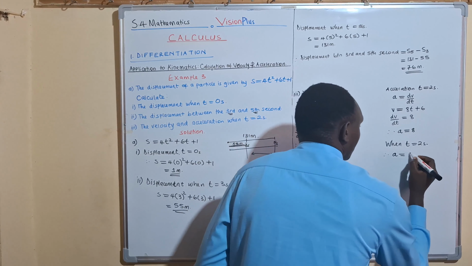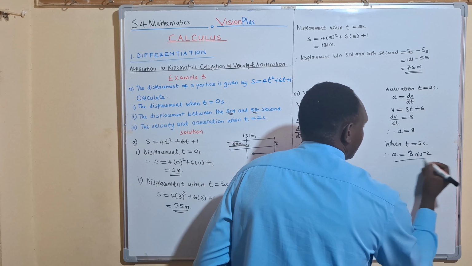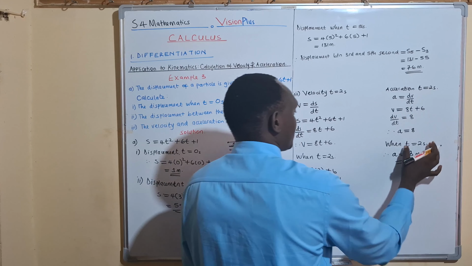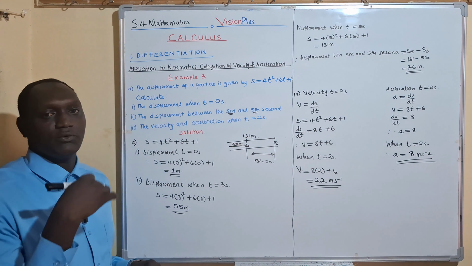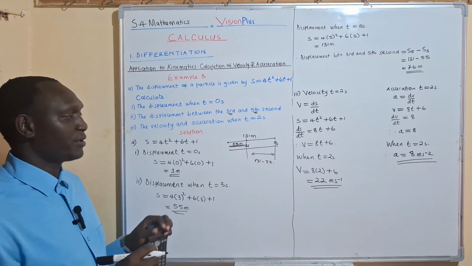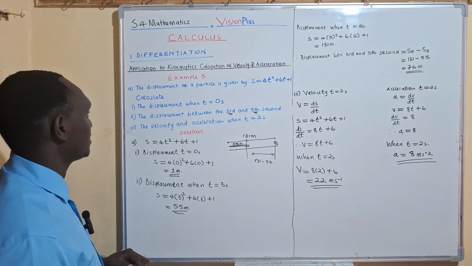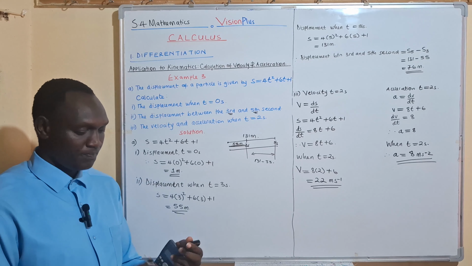Therefore, here we shall have 8 meters per square second. It doesn't matter when you want to know the acceleration of the particle, it will always be 8 because it is moving with a uniform, a constant acceleration. Okay, so that is the solution to example 3 part A. We shall be going to part B.